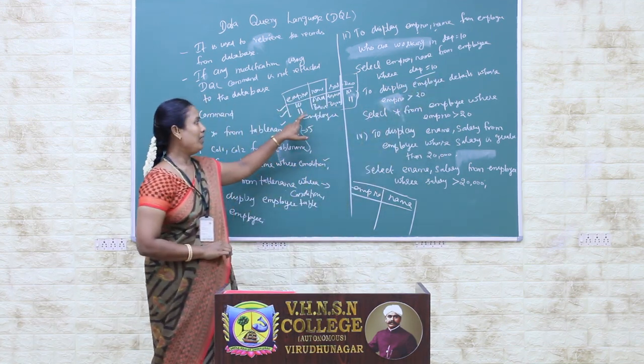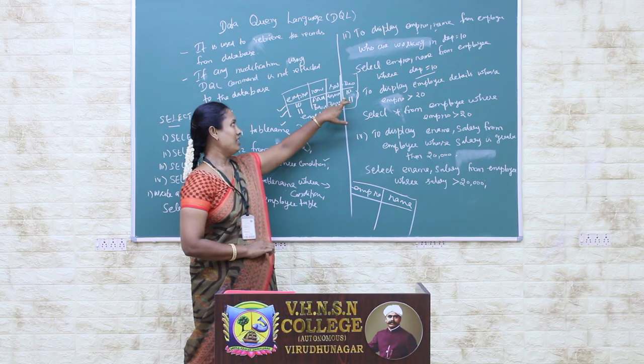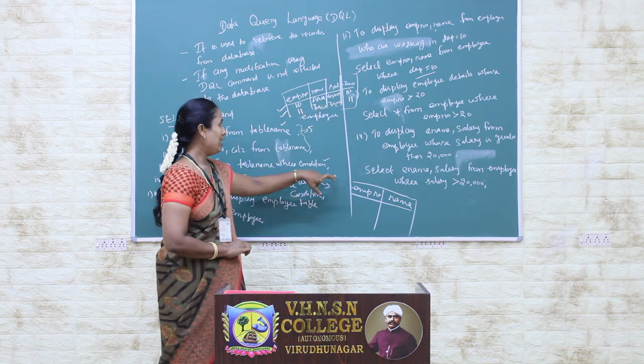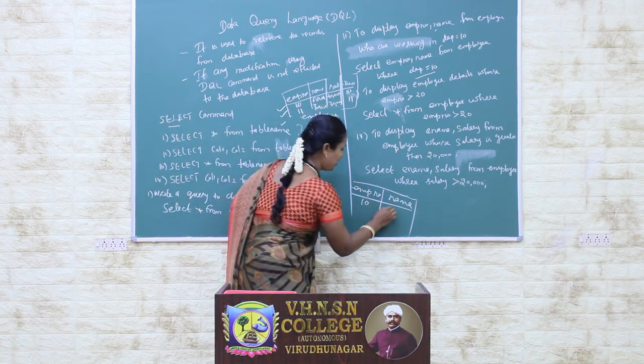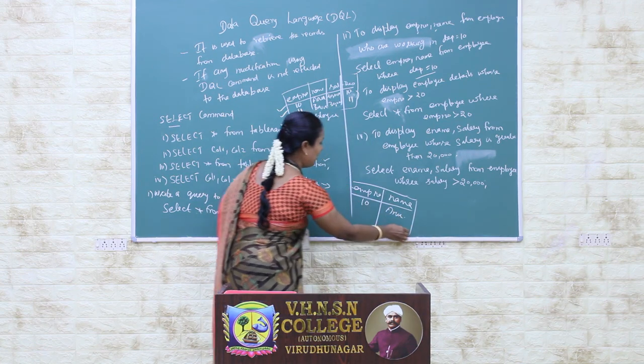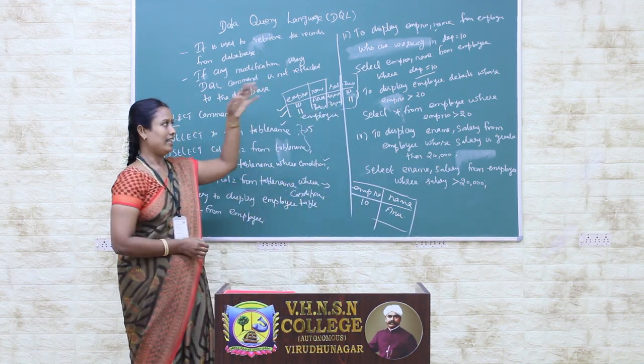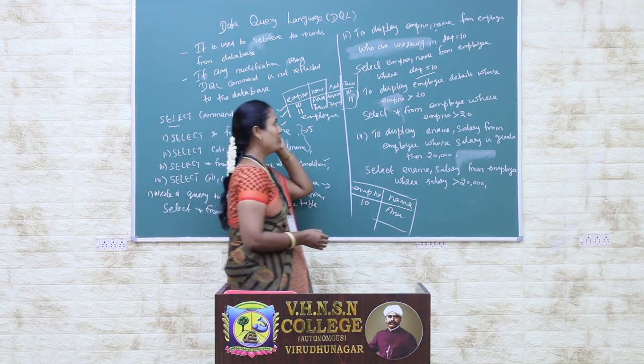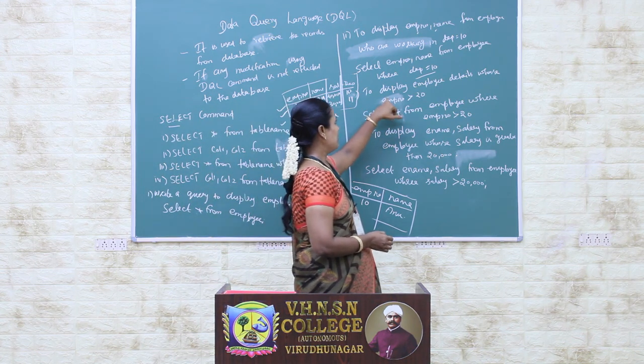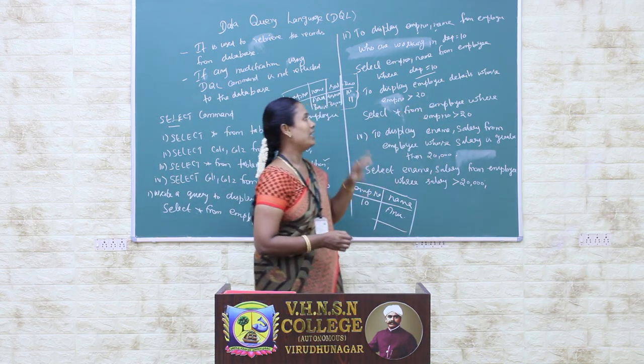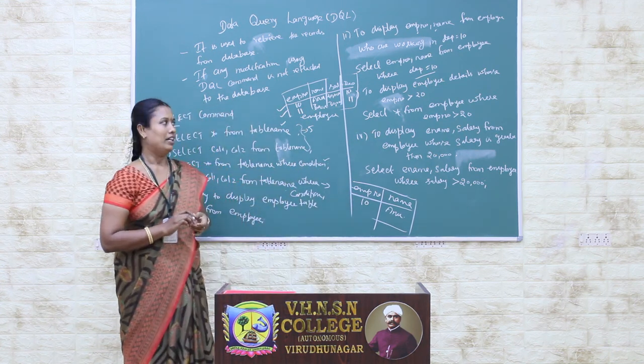Can you see this table here? Department 10. How many records? Only one record. That employee number is 10, name is Anu. This table is the result of the second SELECT command. Next we can go to the third command: display employee details whose department number is greater than 20.